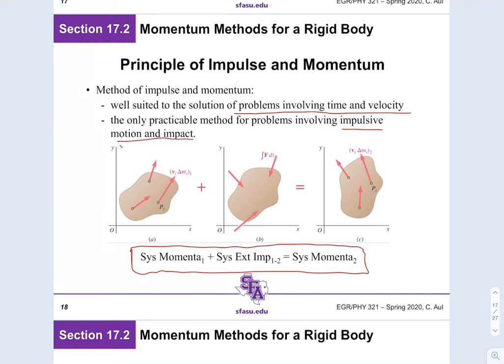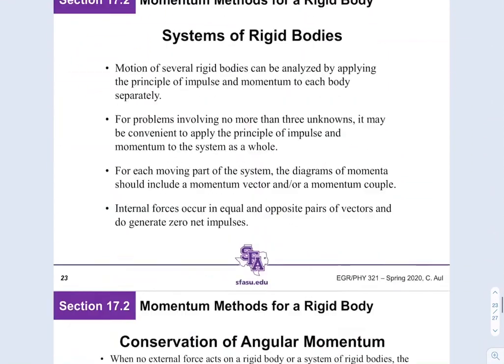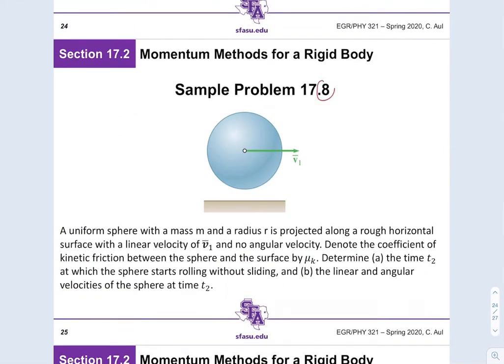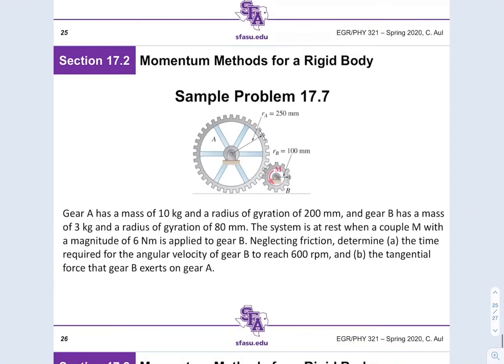And we said that the process is best applied to problems that involve time and velocity, and also any kind of impulsive motion and impacts. When we talk in 17.3 about eccentric impacts, this is going to be one of the founding principles. So that's just the stage for what I wanted to complete today.